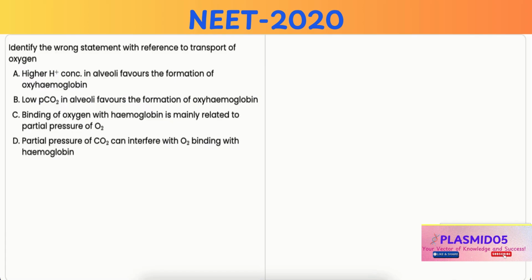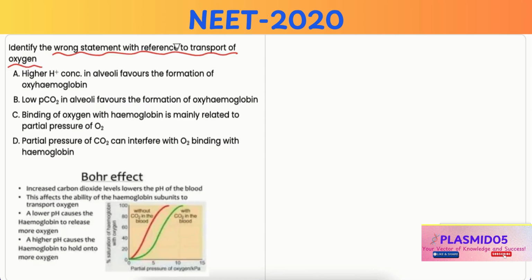In this question, you have to identify the wrong statement with reference to transport of oxygen. Option A, higher H plus concentration in alveoli favors the formation of oxyhemoglobin. Now, this is a wrong statement because a higher H plus concentration, which indicates a lower pH, that is the acidic pH, does not favor the formation of oxyhemoglobin. Rather, it promotes the release of oxygen from hemoglobin, a phenomenon which is known as the Bohr effect. Hence, it is the correct option.